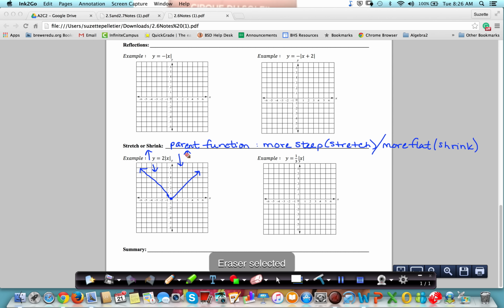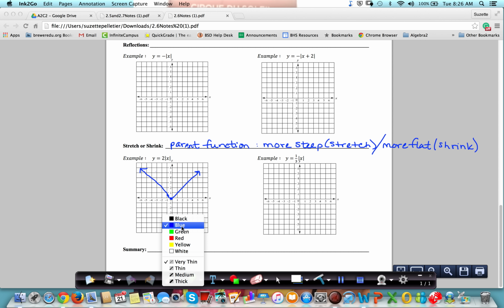So let me get rid of these little arrows. I just want to make sure that you understood the idea between stretching and shrinking. And the pictures will help us when we get there too. So to figure out whether this is a stretch or a shrink, let's plug and chug.